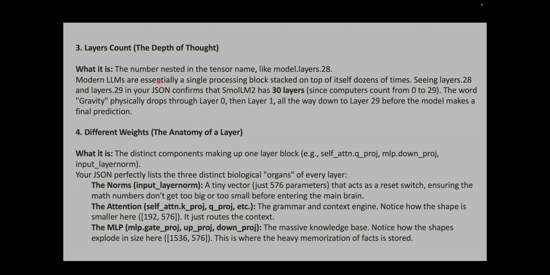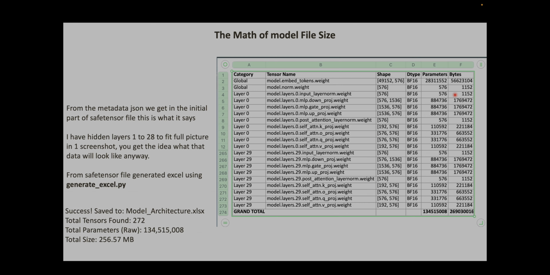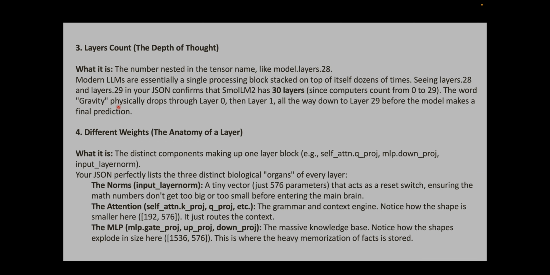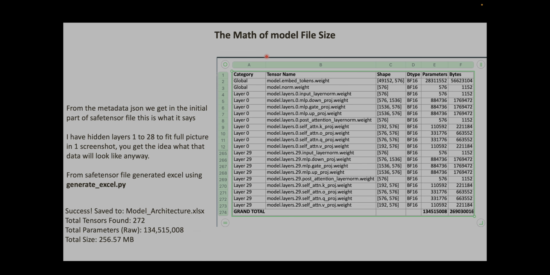Modern LLMs are essentially a single processing block stacked on top of itself dozens of times. Seeing layers 28 and 29 in your JSON confirms that SmolLM has 30 layers. So this model that we are looking at is 30 layers. Computers count from 0 to 29, right? So that's what I have demonstrated, layer 0 here, and I've hidden all the rows up to layer 29, before the model makes the final prediction. If I give the word gravity, it physically drops through layer 0, then layer 1. So every word I give, you can think of it as a vertical stack. The input goes in from the top, passes through all these layers, and then finally I get the output that way.